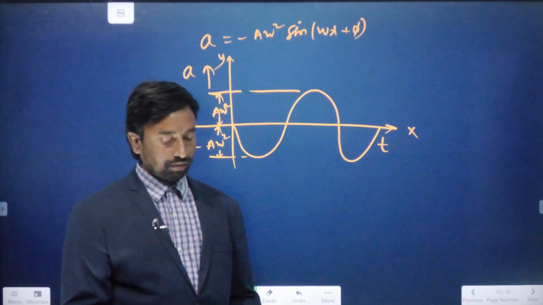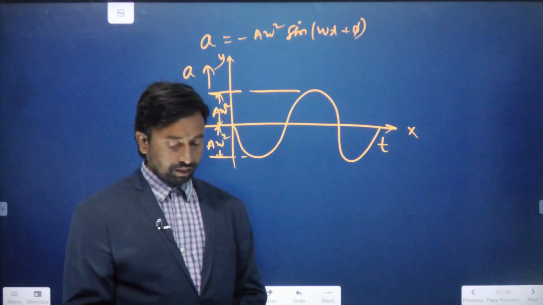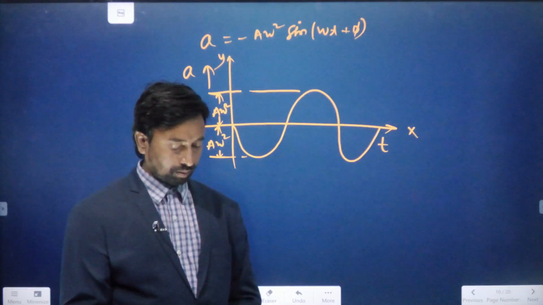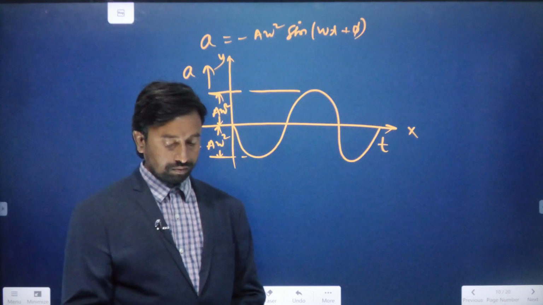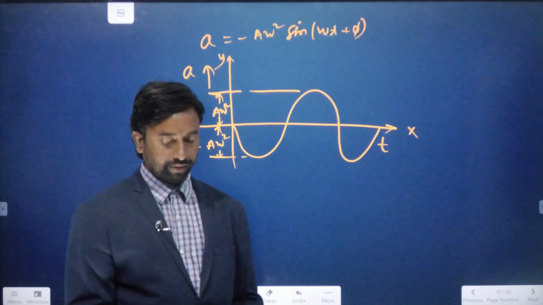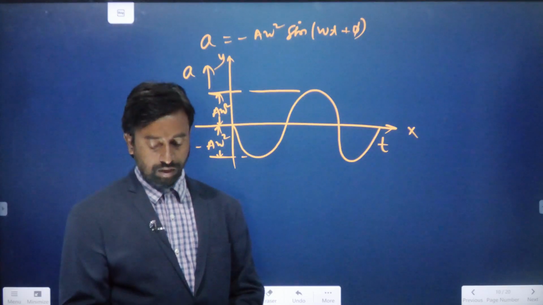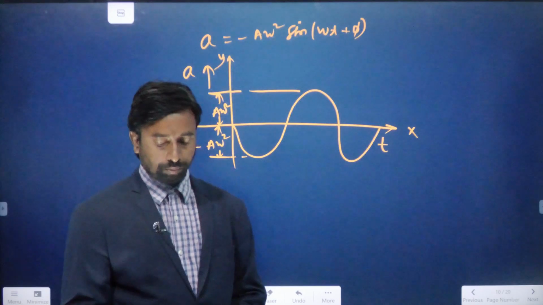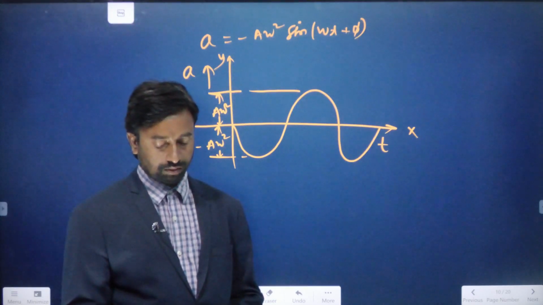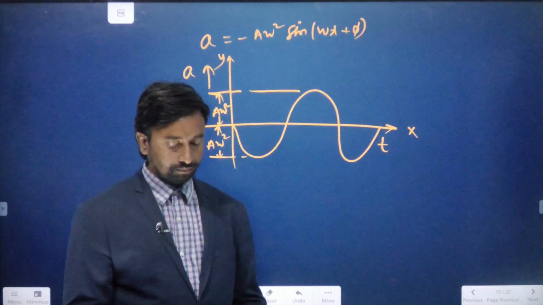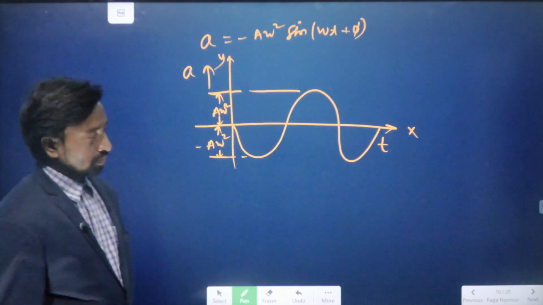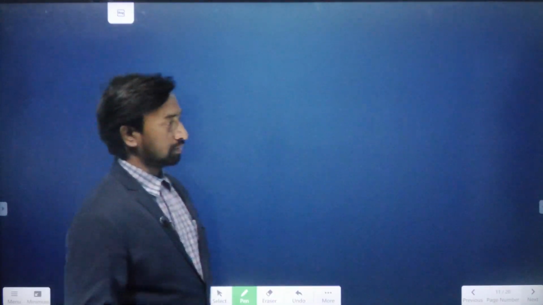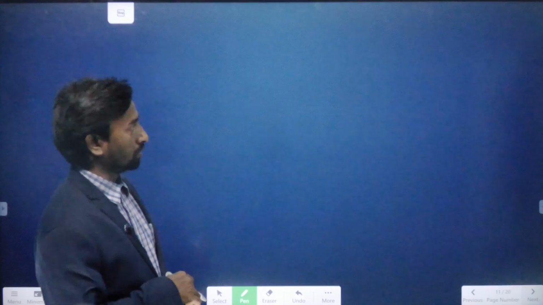So next, energy of the particle having the simple harmonic motion. Energy of the particle having simple harmonic motion we are going to see now. In this last synopsis we have the energy of a particle which is in simple harmonic motion, that we are going to see now. And we are going to discuss the law of conservation of energy for a particle in simple harmonic motion.